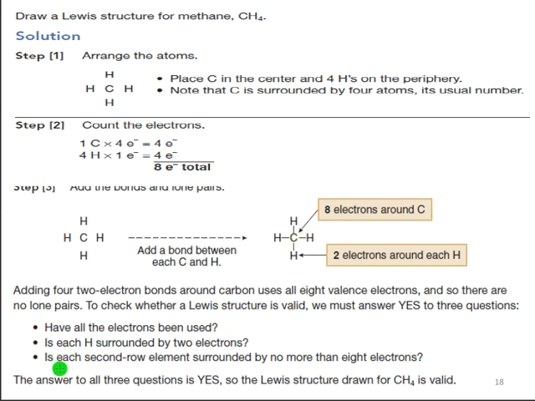Yes, right. Is each second row element surrounded by no more than 8 electrons? Where is the second row element here? The carbon. Are there 8 electrons around the carbon? 1, 2, 3, 4, 5, 6, 7, 8. Yes, 8 electrons. That means your structure is now right, and there is no mistake. If the answer to any of these questions is no, that means there is a mistake in your structure, and you have to come back and draw the structure again.